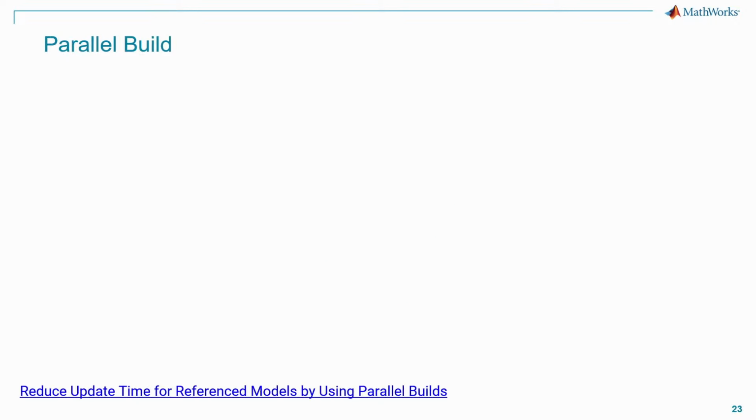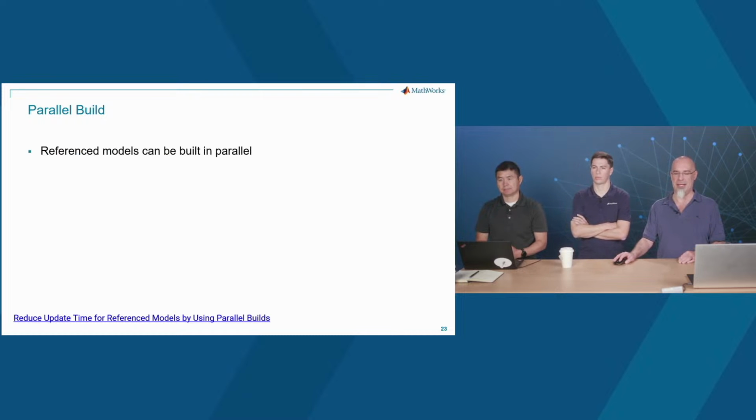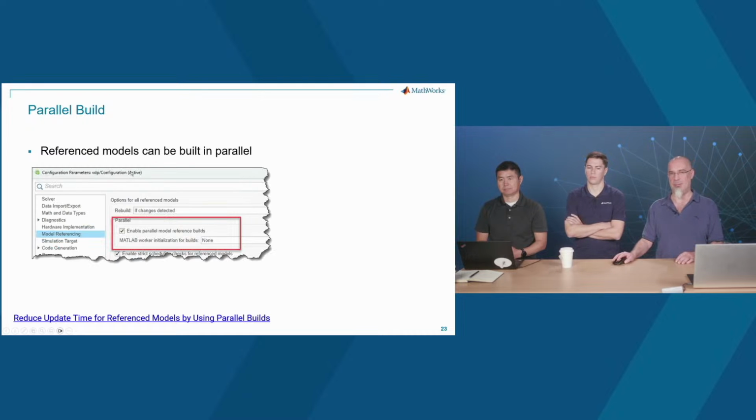Even if you have your setup as optimal as possible, or your cache, it's going to happen every once in a while that you need to rebuild everything or rebuild many of the reference models. If that's your case, parallel build can help with that. If you have Parallel Computing Toolbox, you check that box, and many MATLABs will be fired under the hood to build all those reference models in parallel. That's if you want to build everything on your machine.